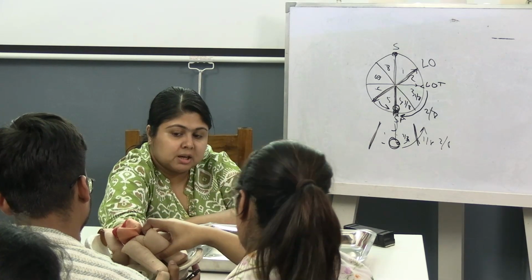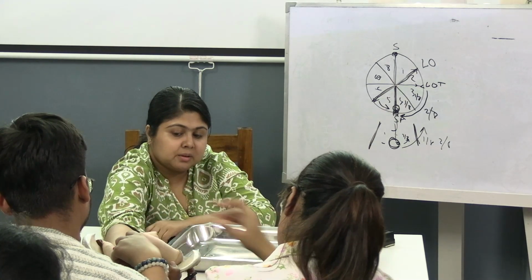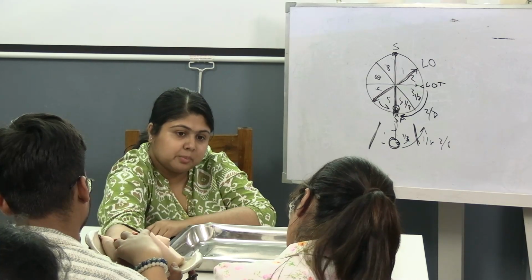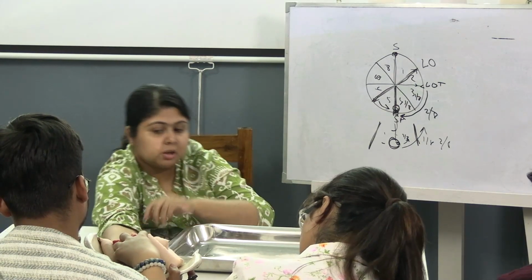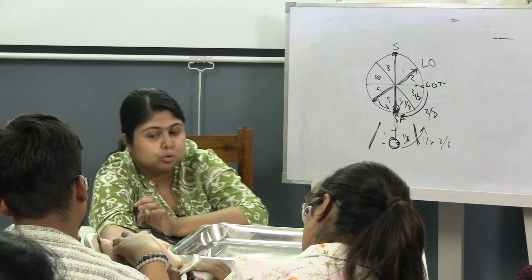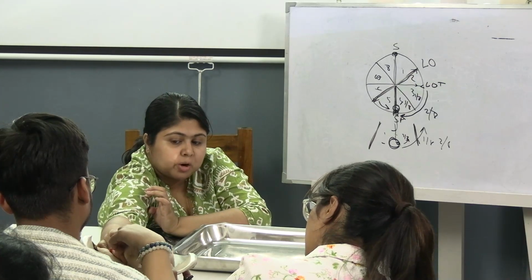Now the head, this torsion the head has sustained, it is rotating 1/8 in the opposite direction of the internal rotation. Further rotation is occurring due to the internal rotation of the shoulders by 1/8 of a circle.